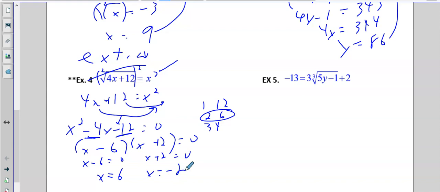And now I'm going to plug them both in and check my work. So 6 times 4 is 24, plus 12 is 36. The square root of 36 is 6. And if I plug in 6 right here, I get the statement 6 equals 6. That's good, so that checks out. Negative 2 times 4 is negative 8. 12 minus 8 is 4. Square root of 4 is 2. But if I plug it in here, I'm going to get the statement 2 equals negative 2, and that's a false statement. So this is a no. This one is extraneous.